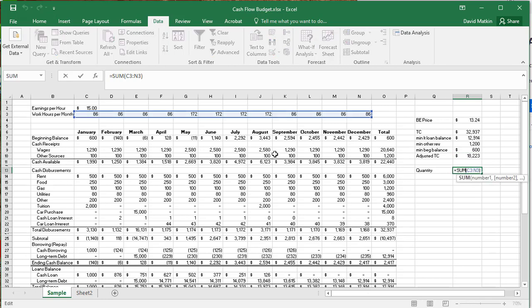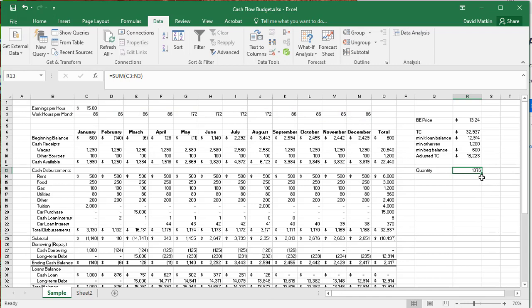So here's how much hours of work we perform over the year. This person does 1,376 hours of work. So we simply need to divide the total cost that needs to be covered by the hours of work by the number of hours of work, and that gives us this $13.24.